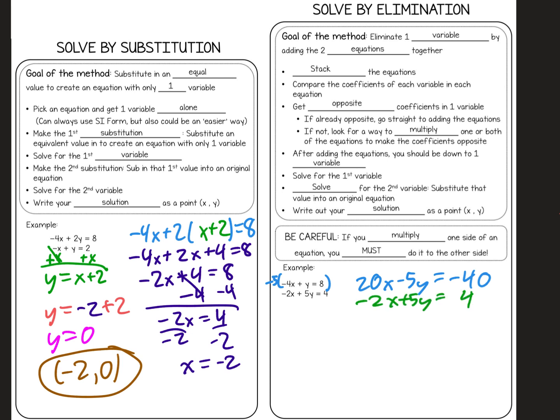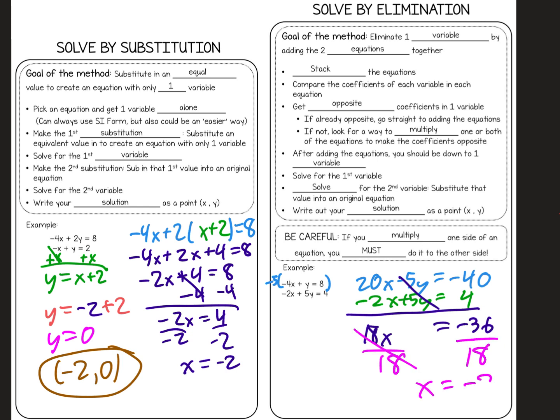After adding the equations, you should be down to one variable. 20x plus negative 2x is 18x, negative 5y plus 5y cancels out, and negative 40 plus 4 is negative 36. Here, our remaining variable is x. Now, let's solve for the first variable. Since 18x is equal to negative 36, we can divide both sides by 18 and get x equals negative 2.